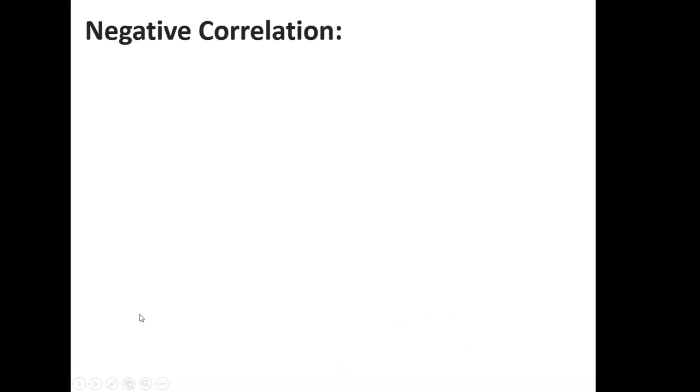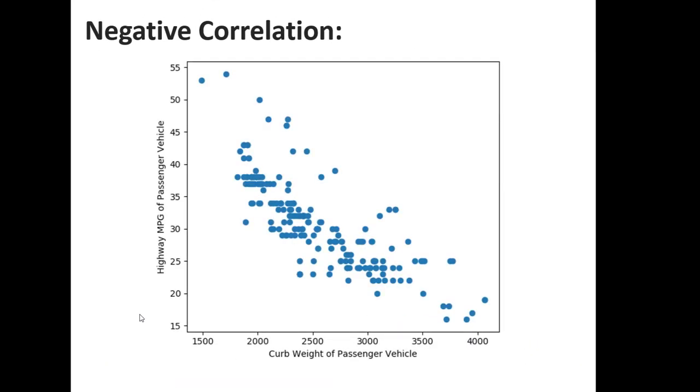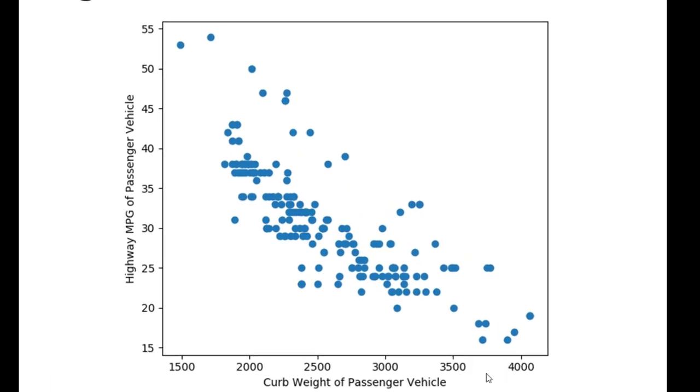Okay. Here's a slightly messier example of one, also dealing with cars. We're graphing the curb weight of a passenger vehicle. That's just how much it weighs: 1,500 pounds, 2,000 pounds, 2,500 pounds. And then we're putting on the vertical axis the highway miles per gallon of a passenger vehicle. And you notice it's dropping down. As the car gets heavier, its mileage gets worse.